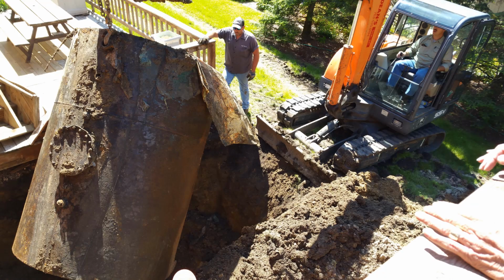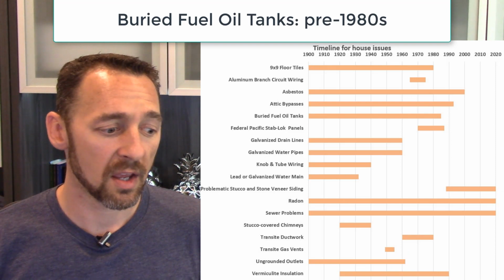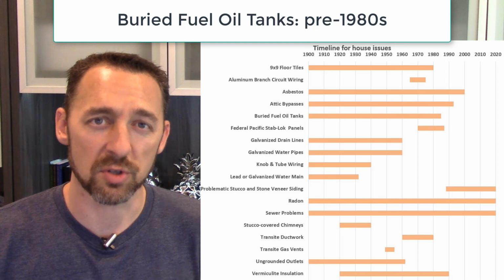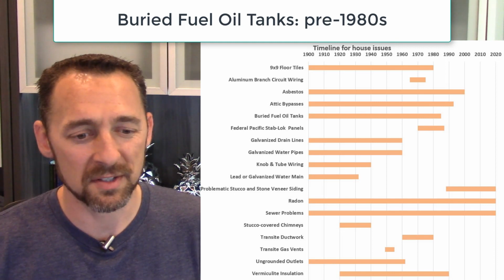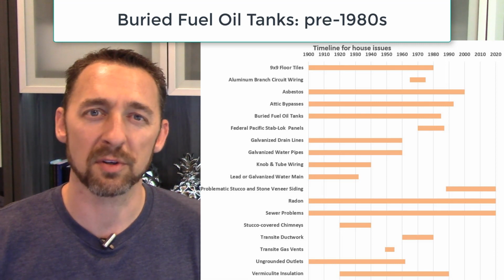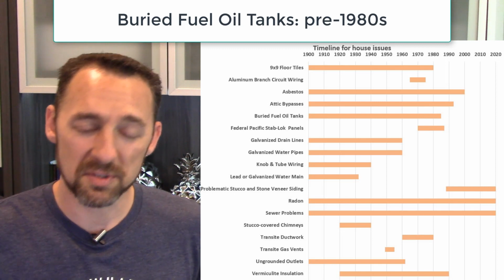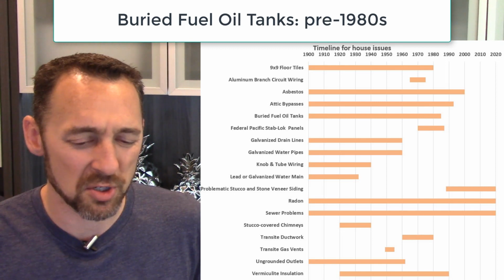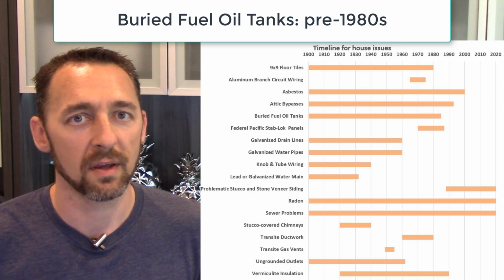Next, we have buried fuel oil tanks. And this is kind of dependent upon where the home is. Here in the Twin Cities, if a home was built before the 1930s, it was surely heated with coal. And then right around 1930 or so, it became really popular to switch over from coal to fuel oil. So if a home was in existence at that time, it's pretty much a sure thing that you had a fuel oil tank at that home at some point.